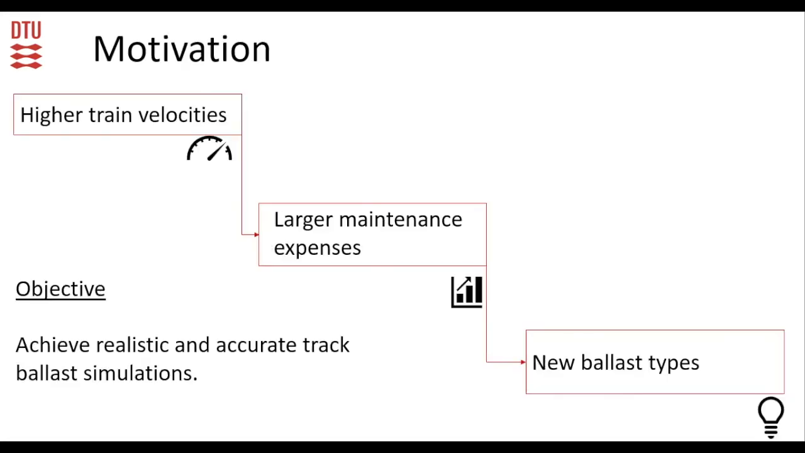Why do we want to study this? There is a global tendency of trains operating at higher velocities, which increases the maintenance expenses since tamping needs to be performed more frequently. Therefore, new ballast types are considered, and it could be different shapes, sizes, or even new materials. And this makes accurate ballast simulations desirable since new ballast types could be studied with few difficulties.